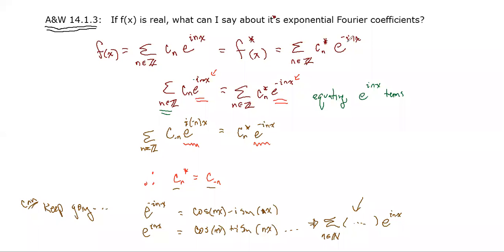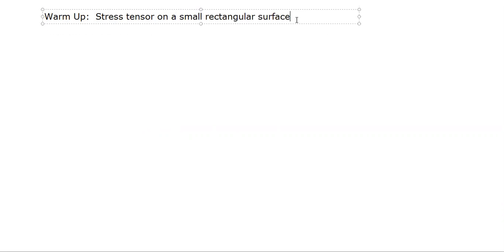Good. Okay, so we are in tensors. And I want to start with just like a warm-up. And let's say that we have a stress tensor on a small rectangular surface. And the small just means it's not big enough that it's heterogeneous, like it's the same stuff all the way through.